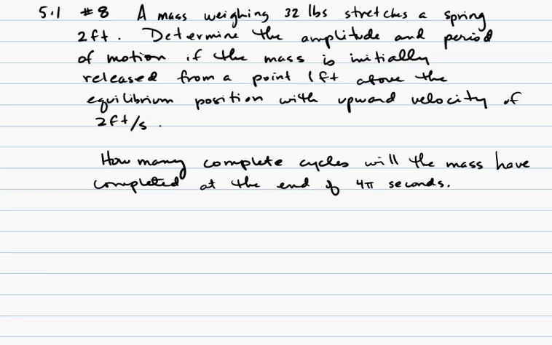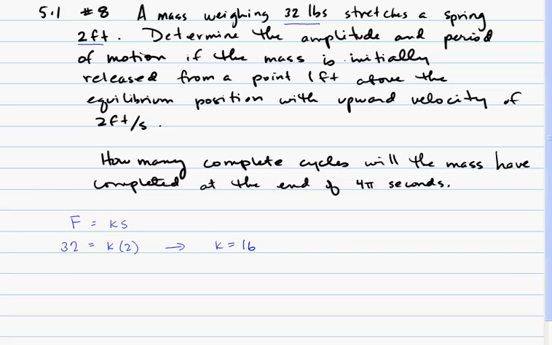Okay, this is number 8 in section 5.1. Here we're told that we have a mass that weighs 32 pounds and it stretches the spring 2 feet. Well, from that I know that F is Ks, right? So that tells me that 32 pounds is equal to K times 2, or K is 16. So that's the information they're giving me there.